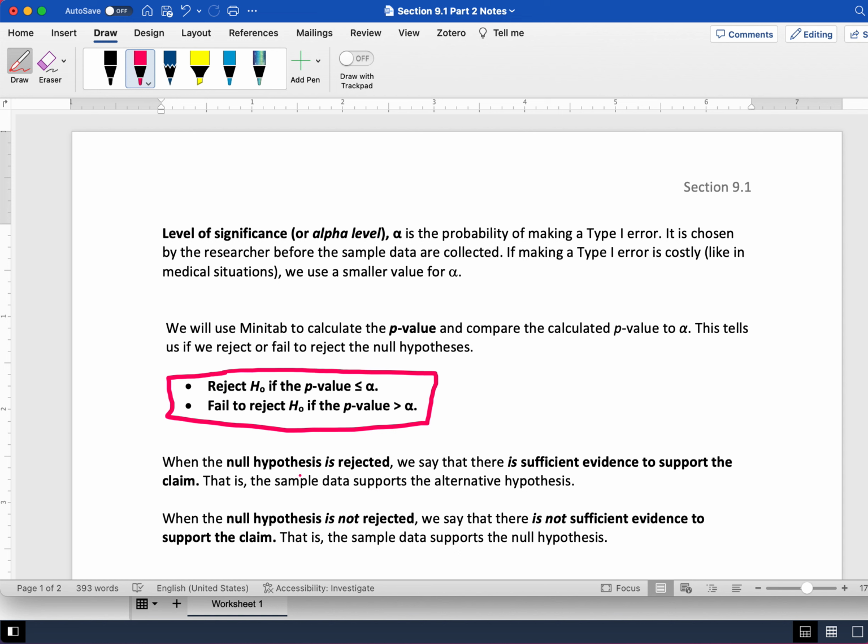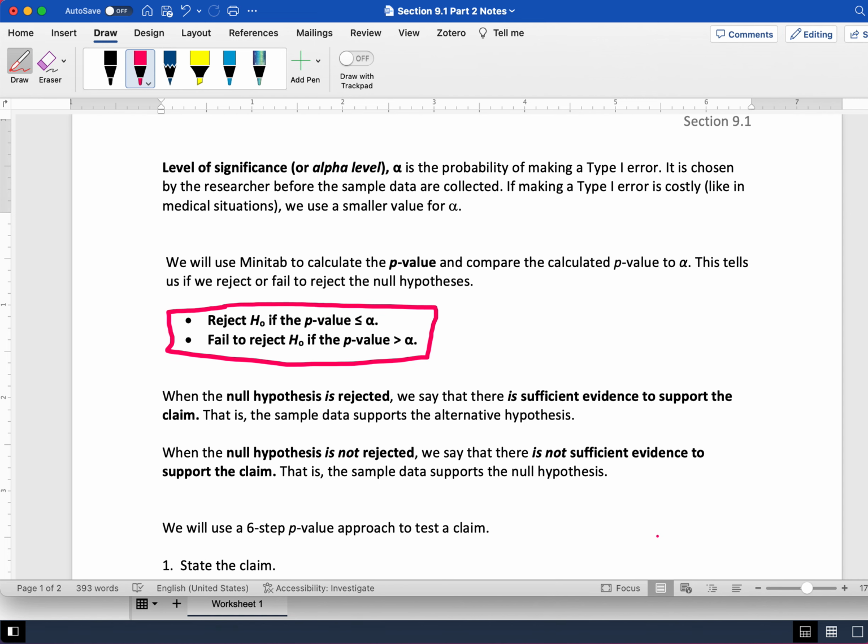If we reject the null hypothesis, what that means is that we have evidence to support the claim, or the sample data supports the alternative hypothesis. When the null hypothesis is not rejected, that means that we do not have evidence to support the claim, and the sample data supports the null hypothesis.